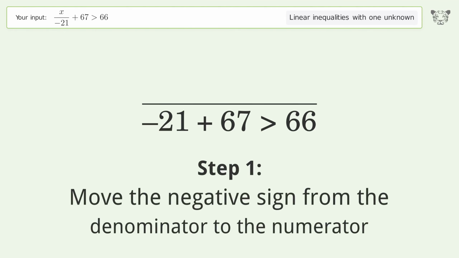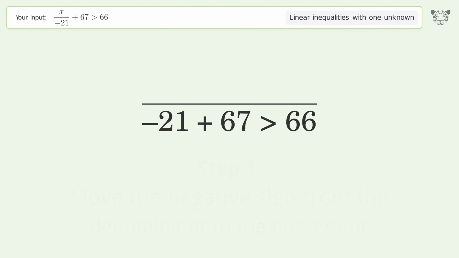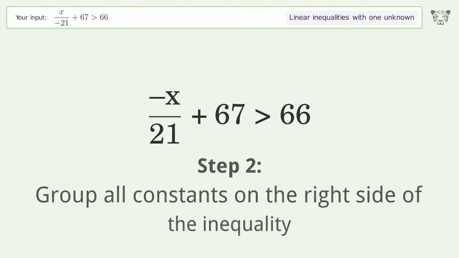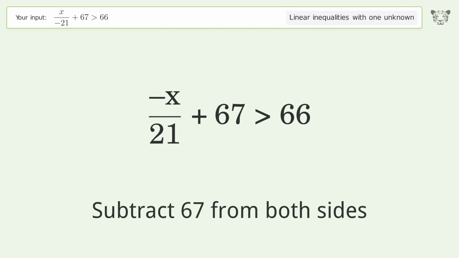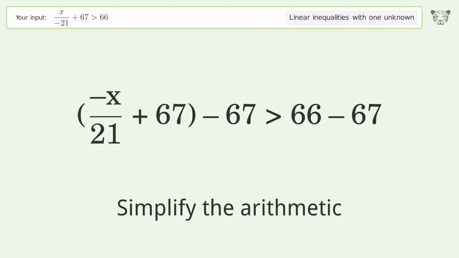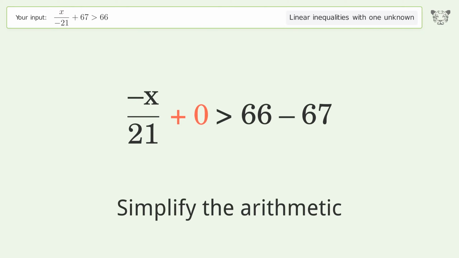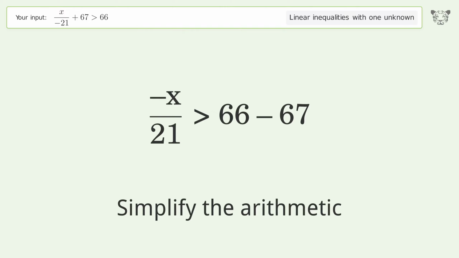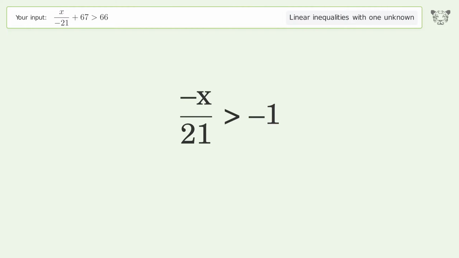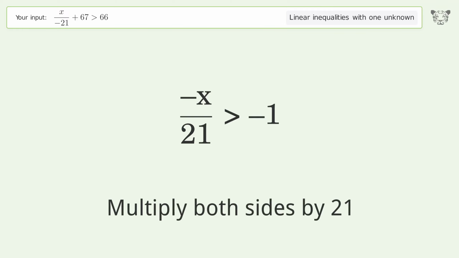Move the negative sign from the denominator to the numerator. Group all constants on the right side of the inequality. Subtract 67 from both sides. Simplify the arithmetic. Isolate the x. Multiply both sides by 21.